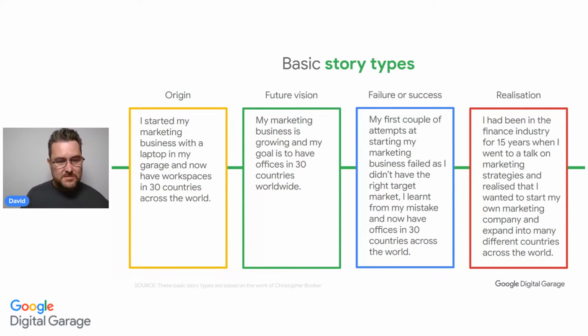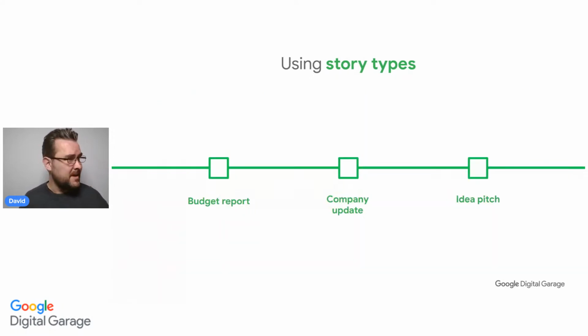So the basic story types are based on the work of an author called Christopher Booker in his book, The 7 Basic Plots, Why We Tell Stories. And Benedict, maybe you could share the link to that in the chat, because I think that's a really interesting book to read if you're not sure how to tell stories.